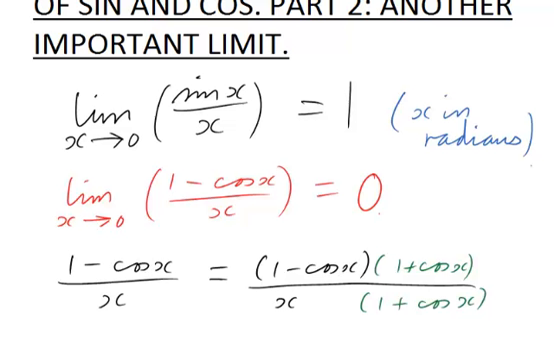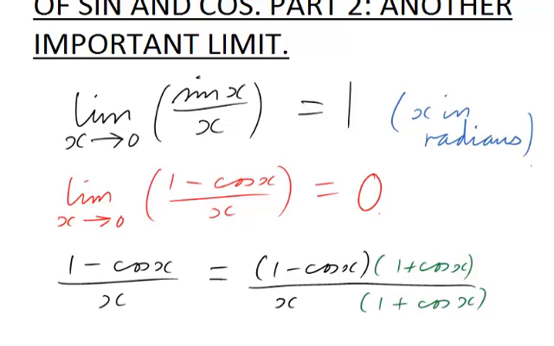That is possible. It happens when x is pi, or odd multiples of pi. However, we're not interested in values of x near to pi, or any odd multiple. In this limit we're interested in values of x close to 0. When x is 0, 1 plus cos x is equal to 2, and that is certainly not 0. So we are allowed to do this.